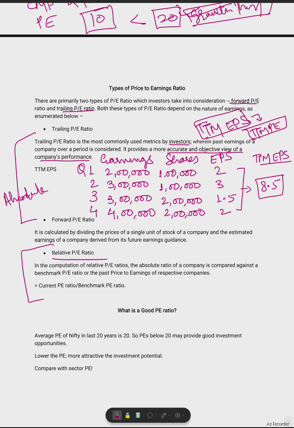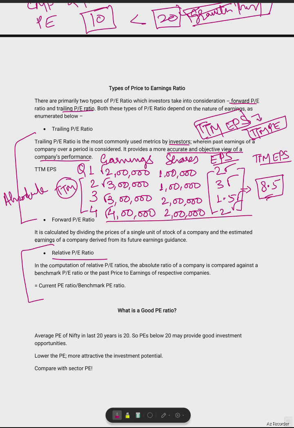Suppose TTM means trailing 12 months. In 12 months there are 4 quarters. So quarters 1, 2, 3, 4, we have earnings of 2 lakh, 3 lakh, 3 lakh and 4 lakh, and the number of shares outstanding at the end of those quarters is 1, 1, 2, 2 respectively. So EPS for each quarter will be 2, 3, 1.5 and 2. So TTM EPS will be the summation of all the EPS, which is 8.5.